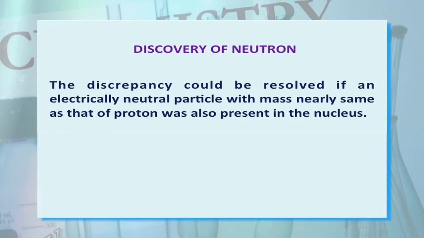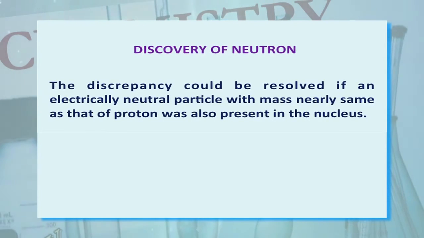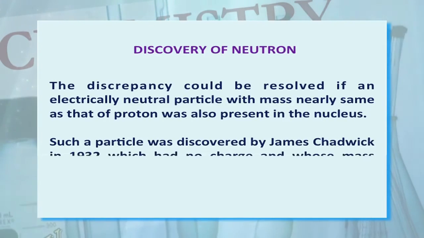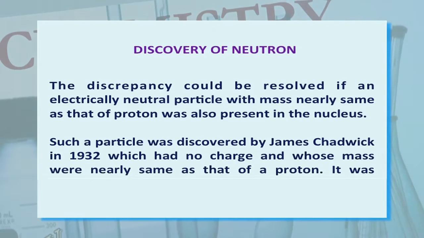Discovery of neutron. The discrepancies could be resolved if an electrically neutral particle with mass nearly same as that of proton was also present in the nucleus. Such a particle was discovered by James Chadwick in 1932, which had no charge and whose mass was nearly same as that of a proton. It was named as neutron.